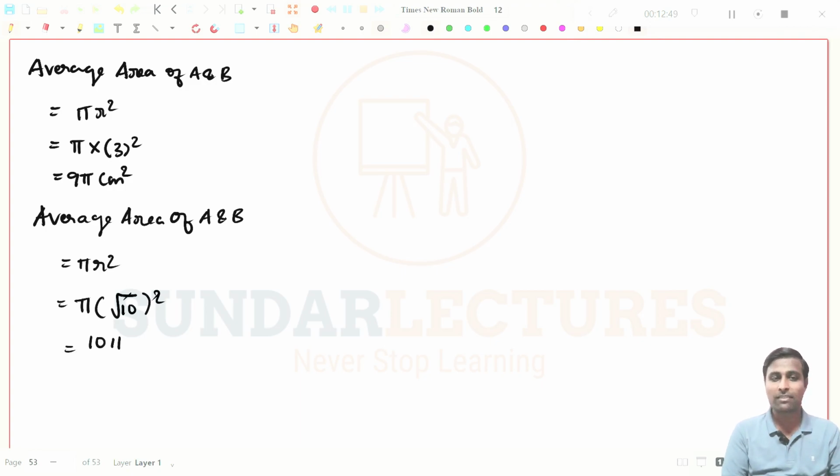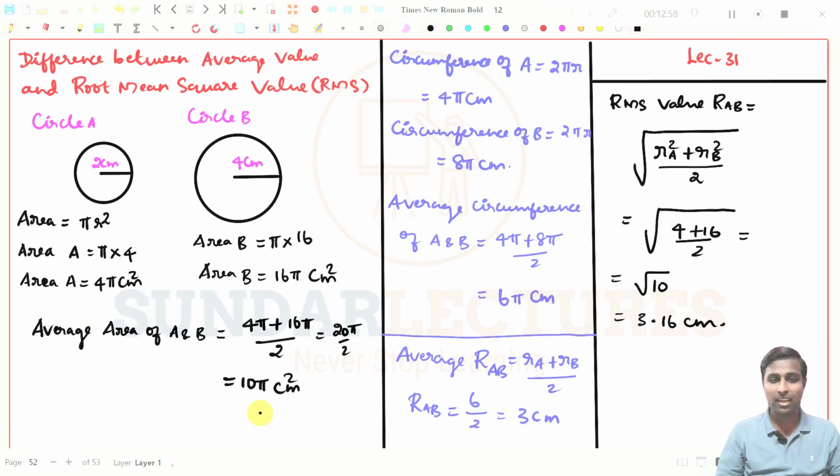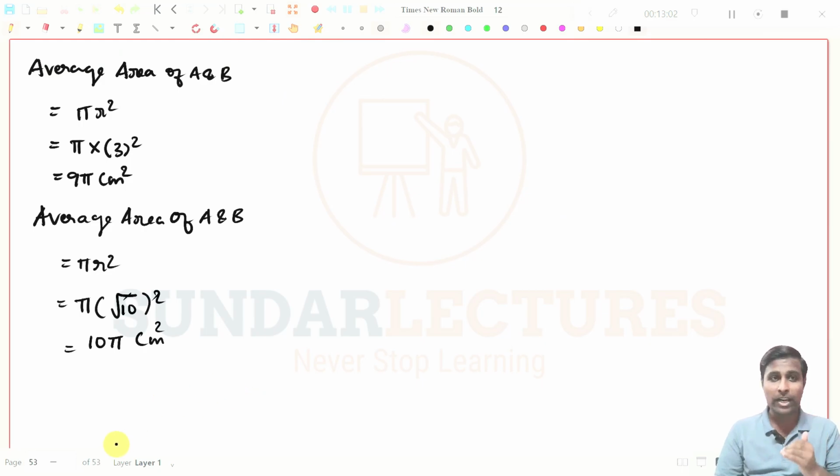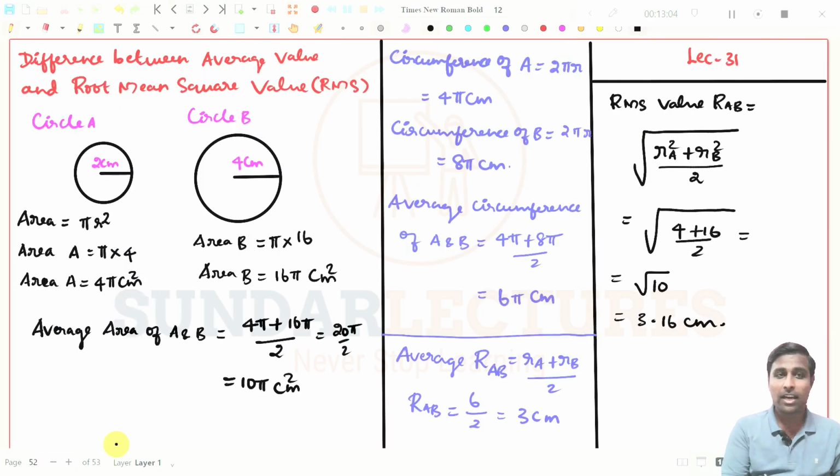So what is the value? 10 pi centimeter square. So you see we are getting the same answers, right? So the point to be concluded here: I have a centimeter square value, and the parameter I need to find is also centimeter square. So taking the average will give you the correct answer.